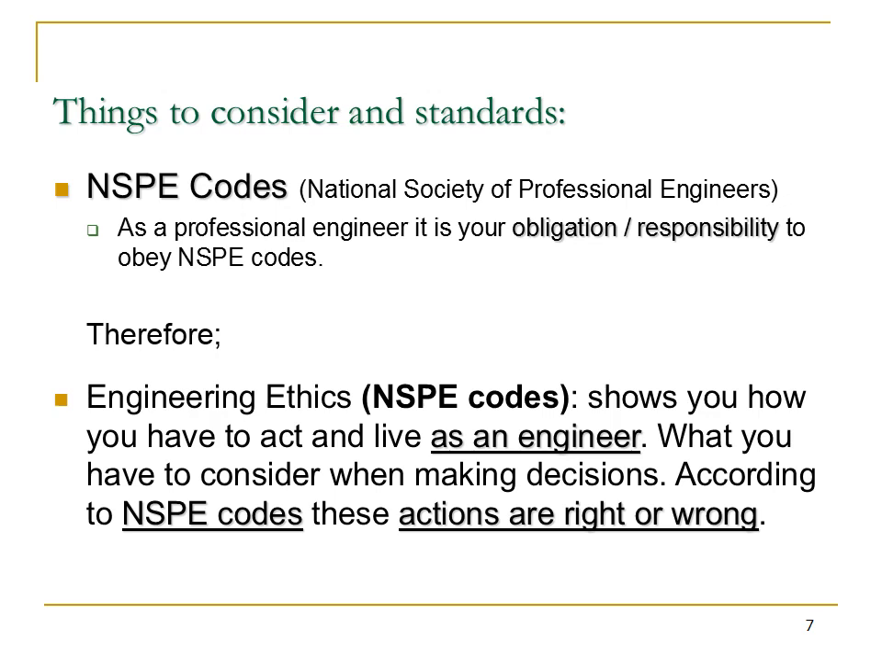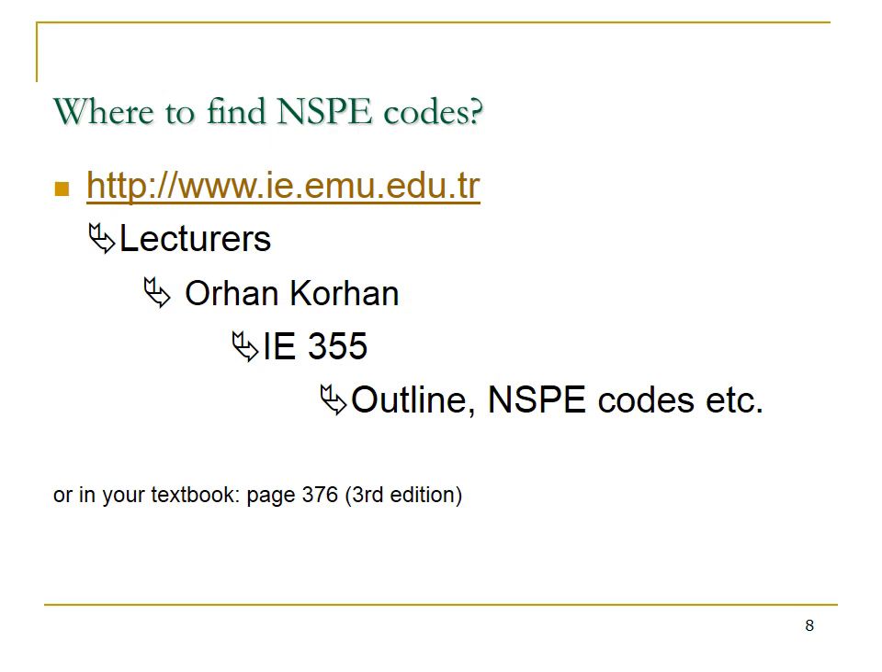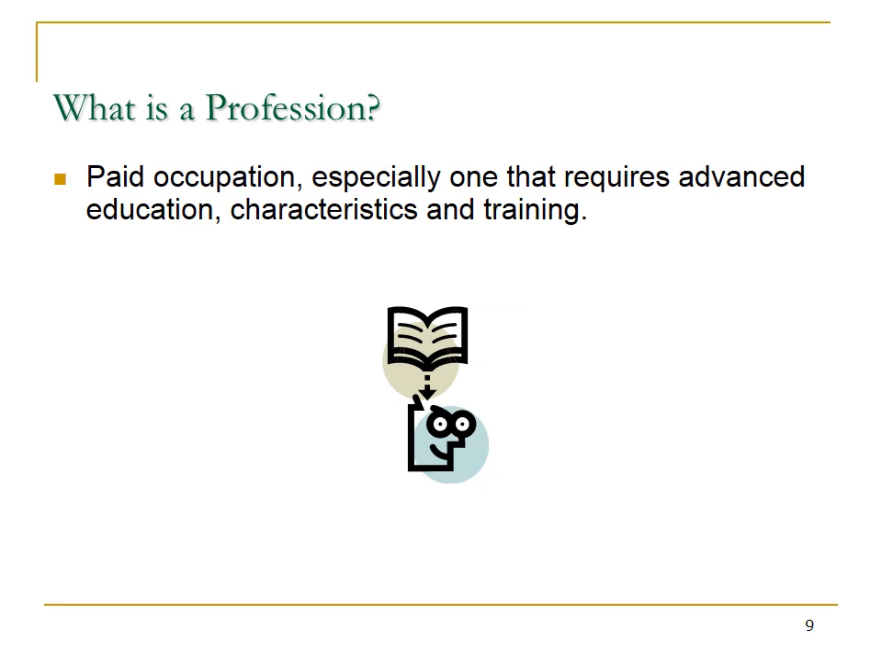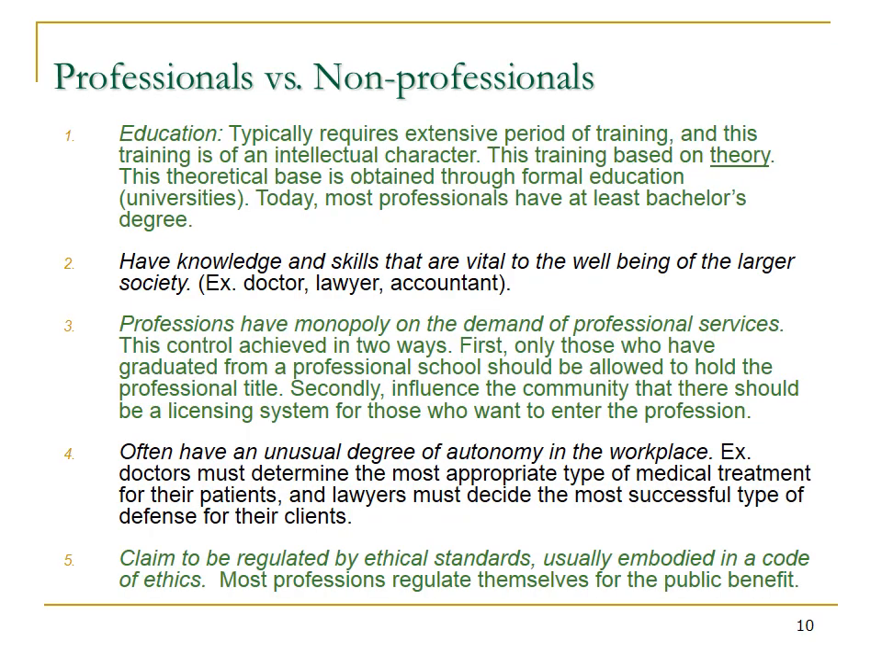Thereof, engineering ethics shows you how to act and live as an engineer, and what you have to consider when you are making decisions, according to which actions are a right decision or a wrong decision. This is the link; we can view some of the textbooks for professional ethics. So what is a profession? A paid occupation, especially one that requires advanced education, characteristics and training. In that case, professionals versus non-professionals are discussed here.